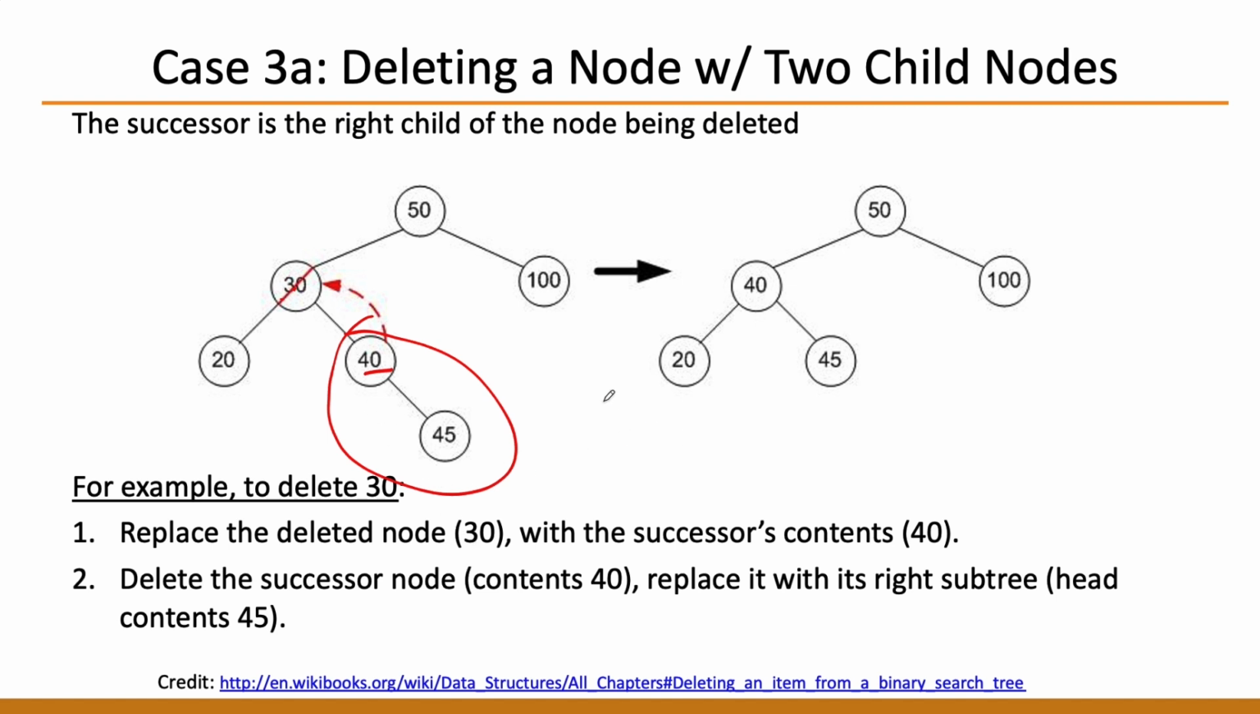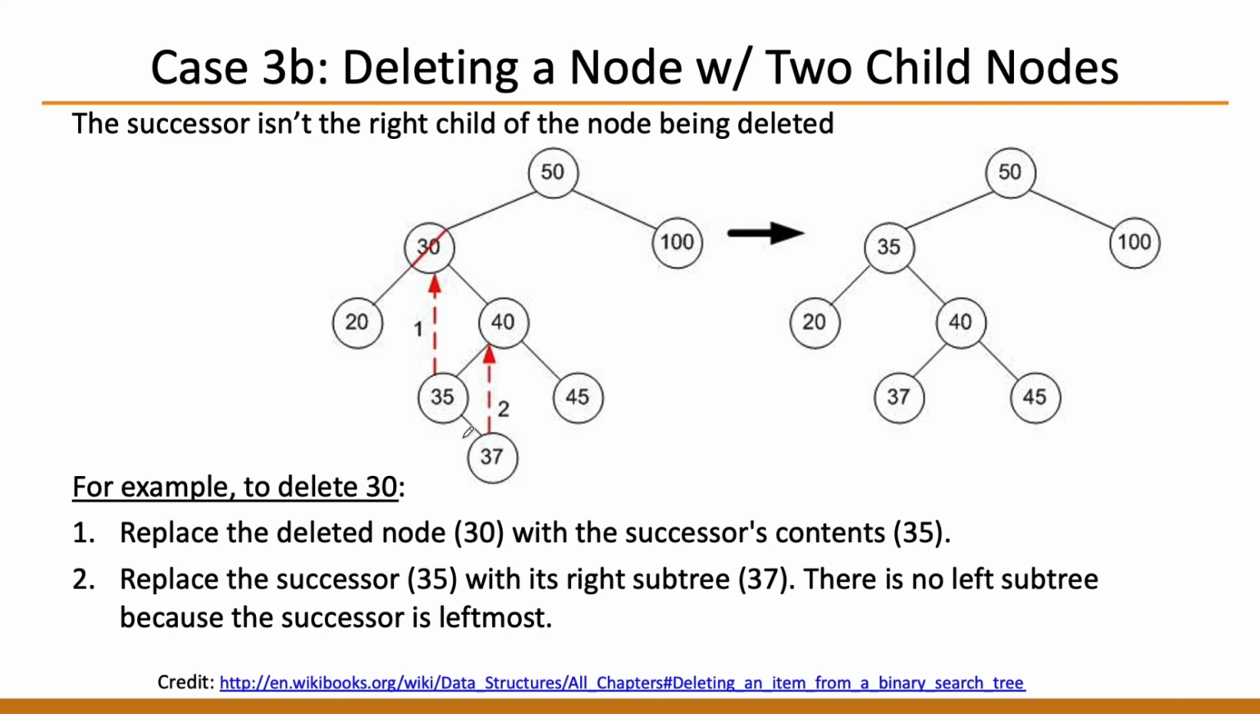Essentially, we delete 30, but along the process, when we move 40, we almost artificially did another deletion, and then we use 45 to fill the space. So we delete one node with 2 children, and then along the process, because we move 40, it's as if we are deleting the node 40, which comes with a single child, 45. So this is the first case.